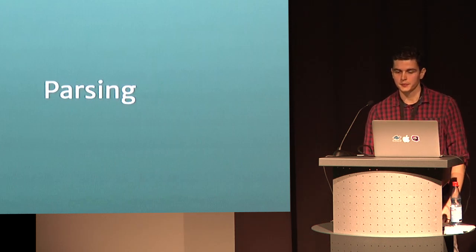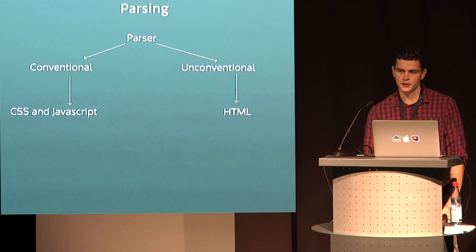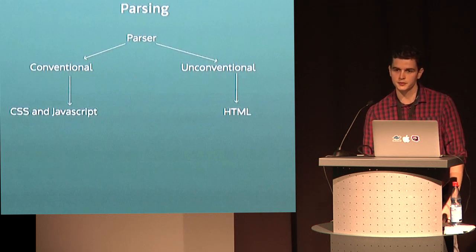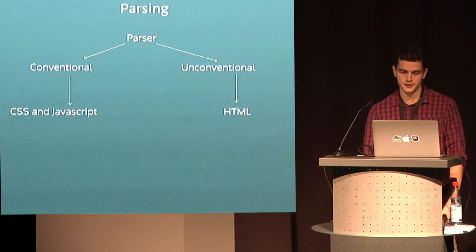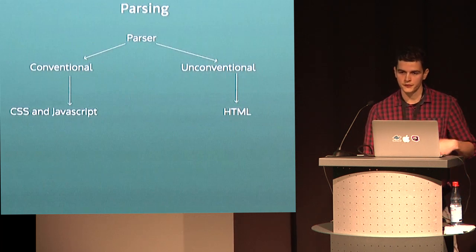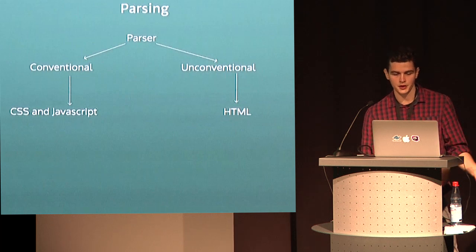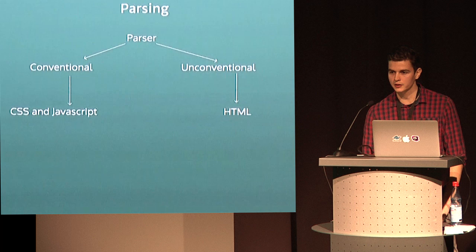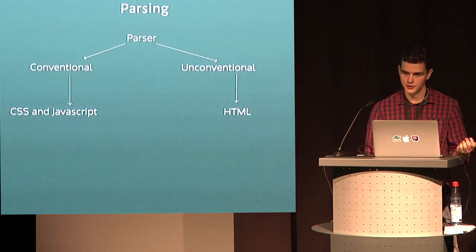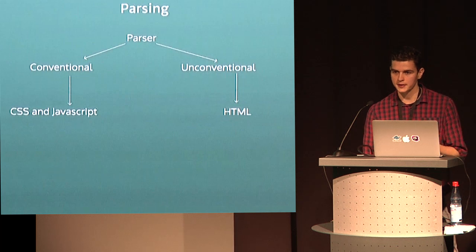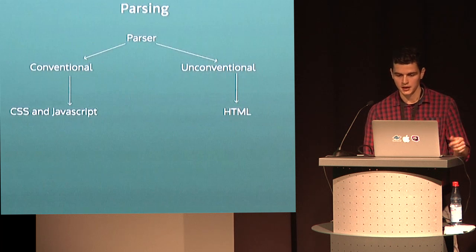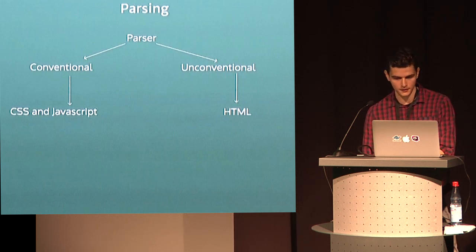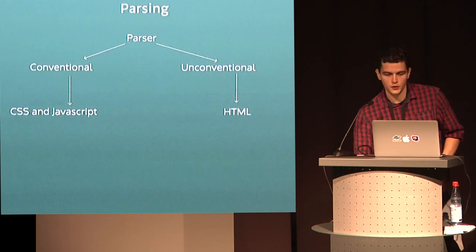If you were to develop a parser, you would soon see that there are two types of parsers. There could be a conventional parser and unconventional parser. For conventional parsers, you can use them to parse CSS and JavaScript, but for the unconventional parsers, you are going to need to use for HTML. I'm going to explain first the conventional parsers, and then I'm going to explain why HTML requires an unconventional parser and how it uses it. So this is parsing 101.